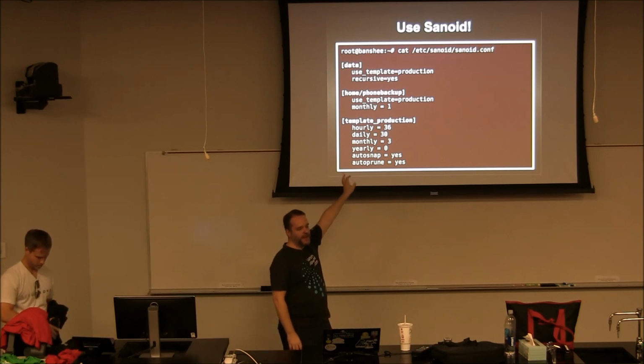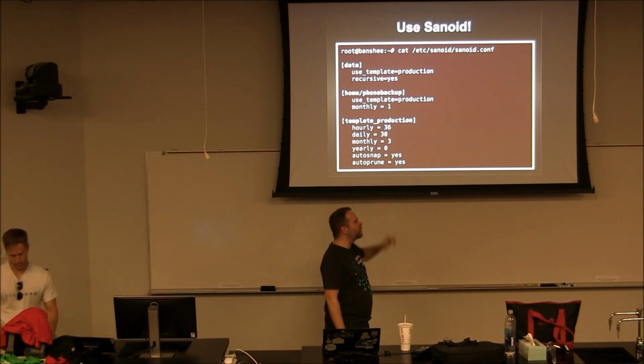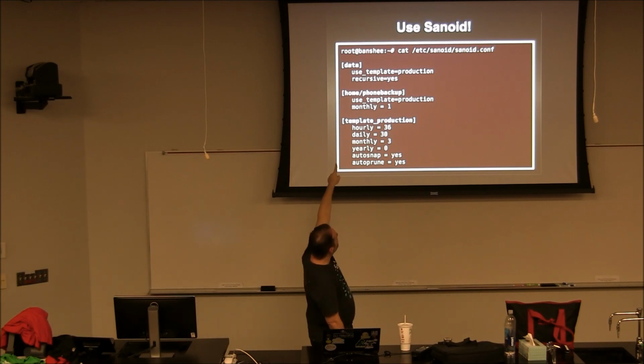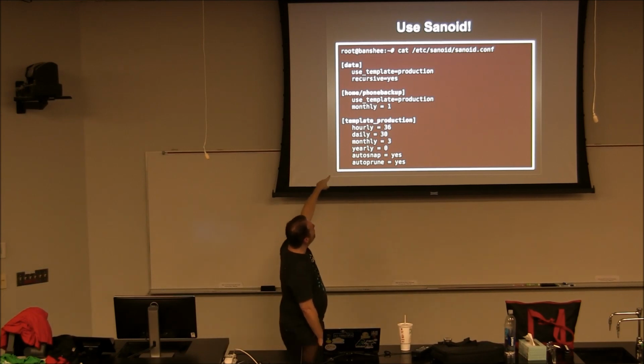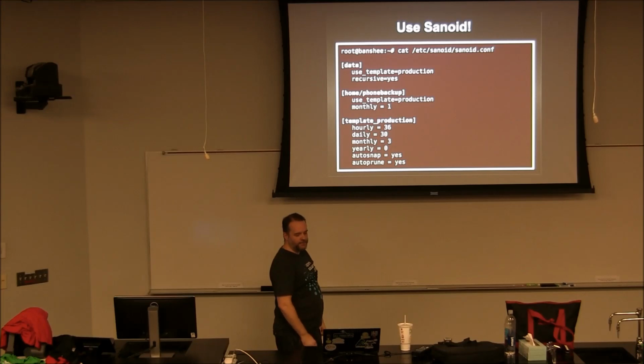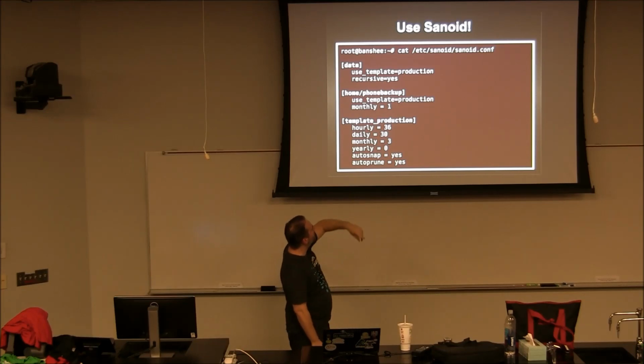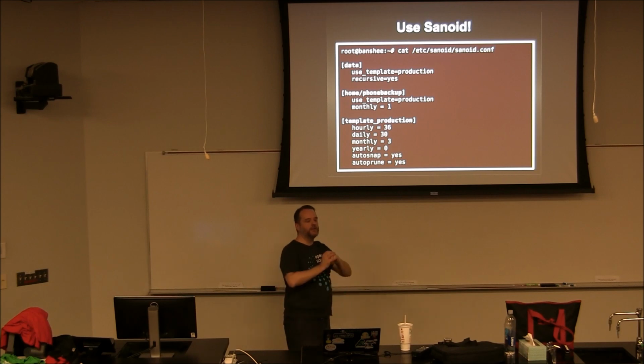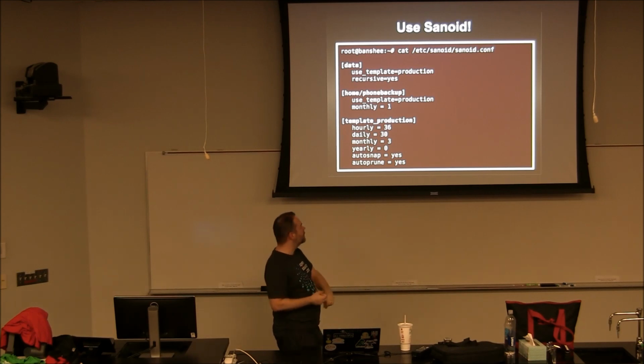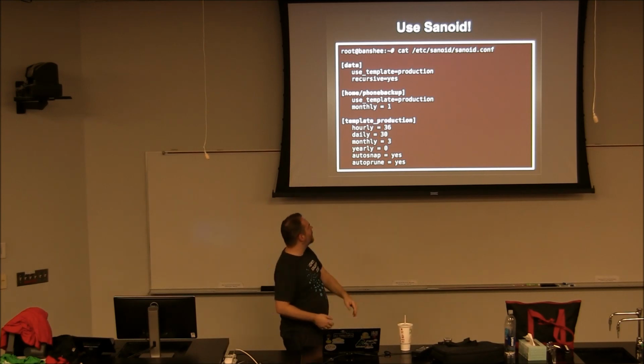And I wrote a tool called Sanoid that makes that really, really super easy. This is a Sanoid config file. You can see we've got three modules here. This is actually not from this machine, it's from my workstation at the house. Data uses a production template, used recursively. That means if I create new datasets underneath data, like data images, data movies, whatever, these policies will be applied to those automatically.